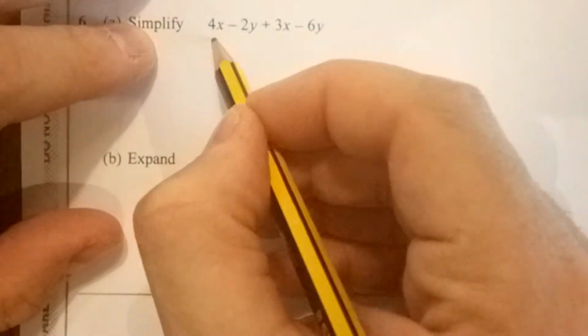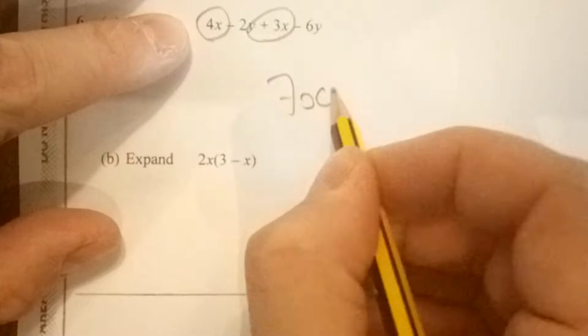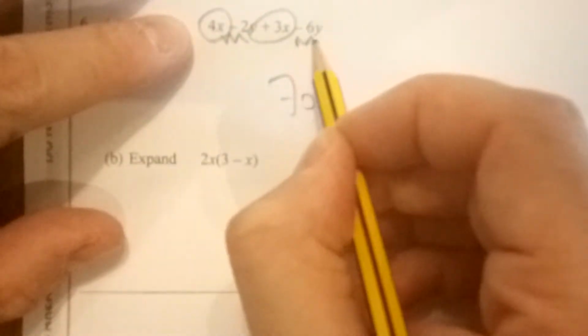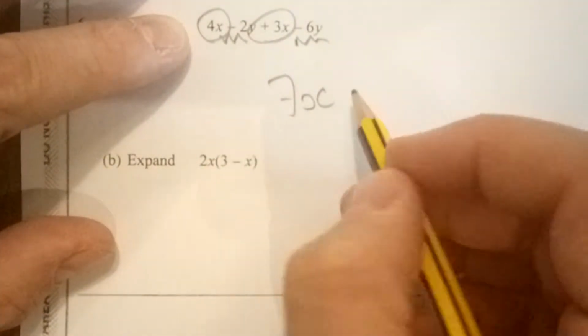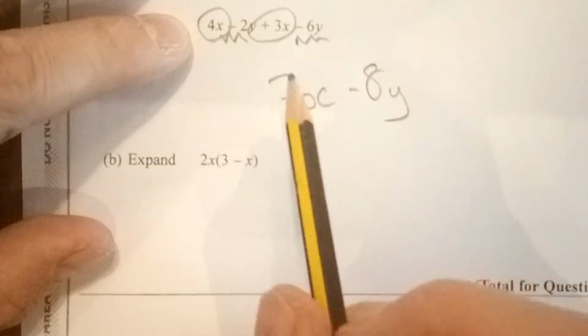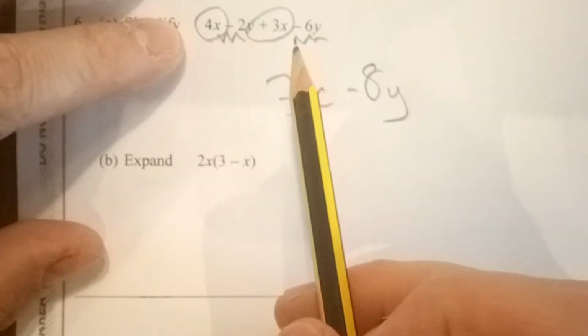Simplify. I'm going to put a circle on my x's. 4, 5, 6, 7, which means I've got 7x. And if I had a different colour pen, I'd use that. -2y, -6y. Now, people get confused with minus numbers, but it's just like -2y's and -6y's. It's actually -8y.